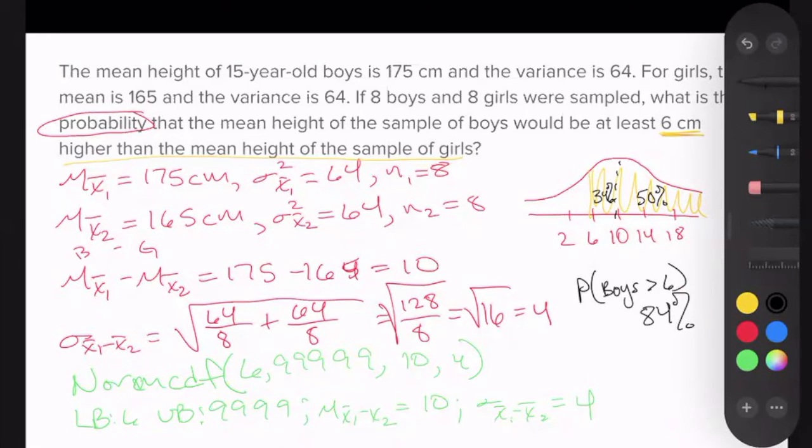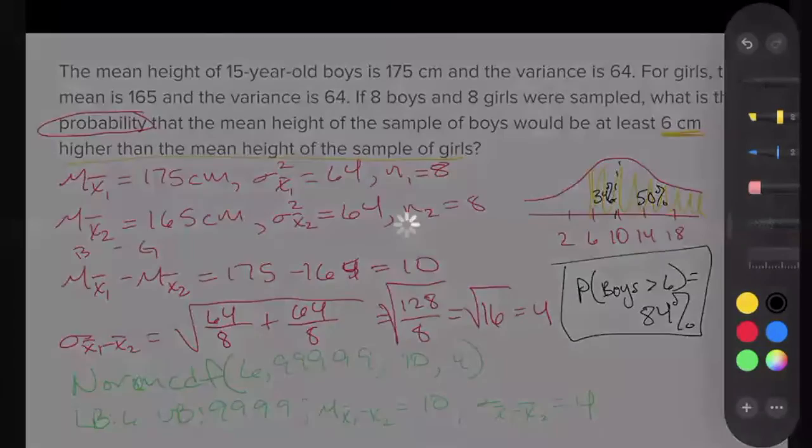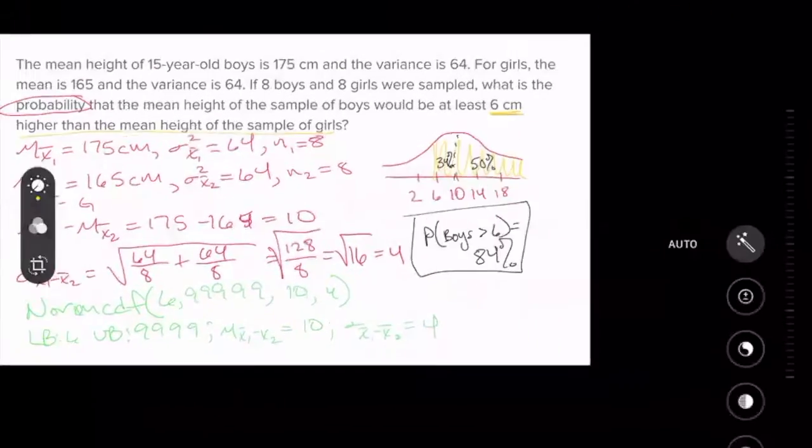About 84% of the boys are going to be at least 6 centimeters taller than the girls. Okay. All right. Moving on. We're hitting done. Moving to the next one.